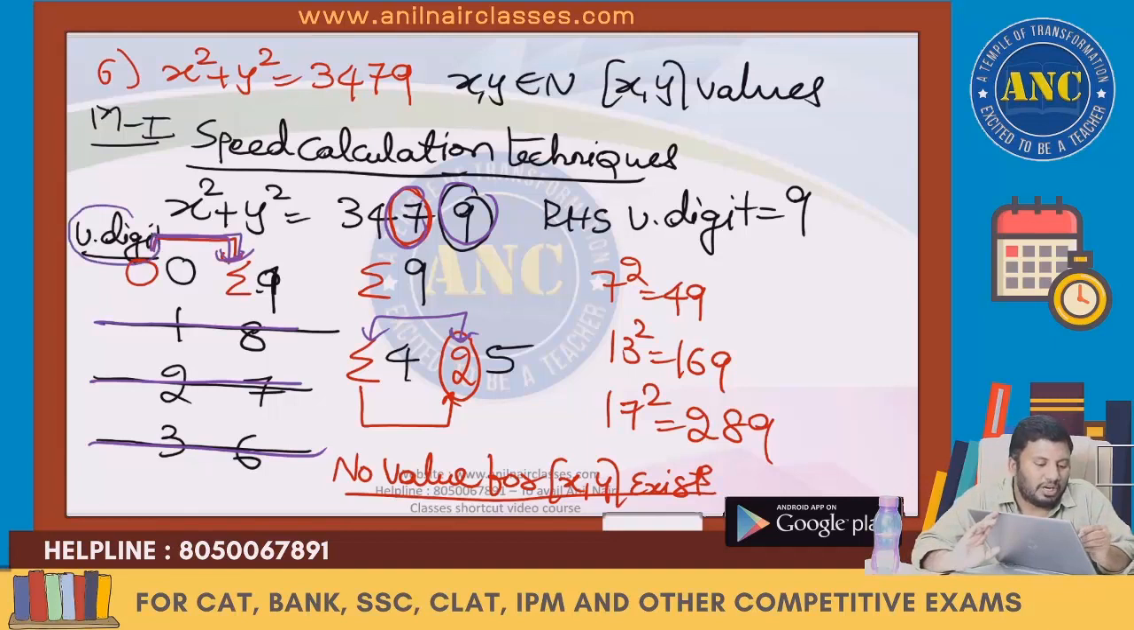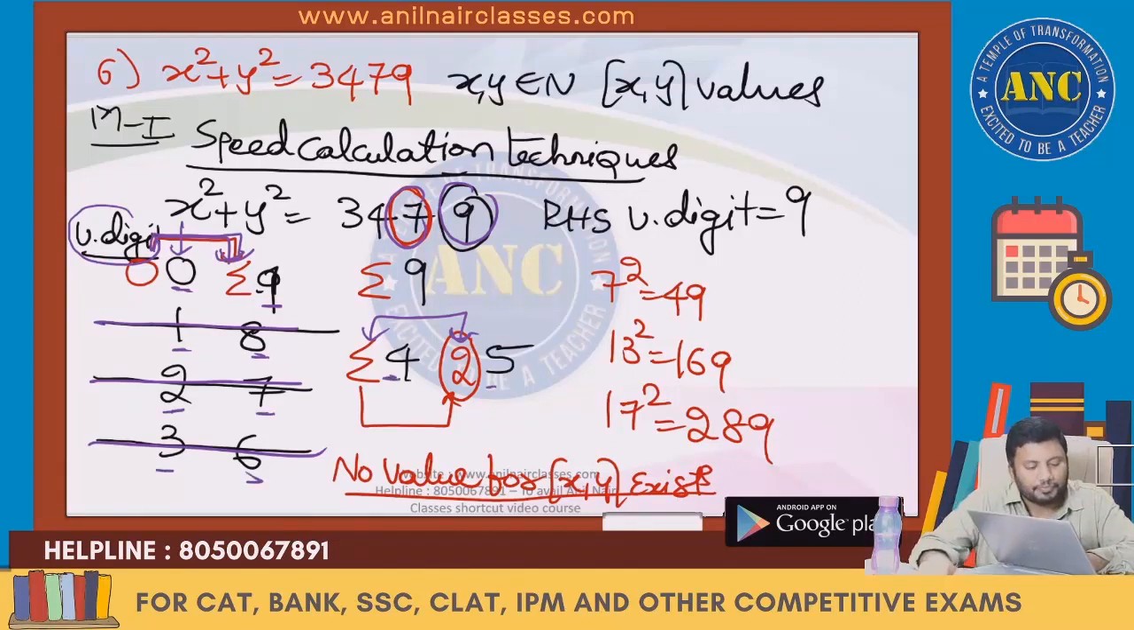x is the unit digit, Rahul. x is not a natural number. 10 square is 100. 100 means the unit digit can be 0. 20 square is 400. These are not the numbers, beta. These are the unit digits of x square and y square. I hope your doubt got clarified, Rahul.